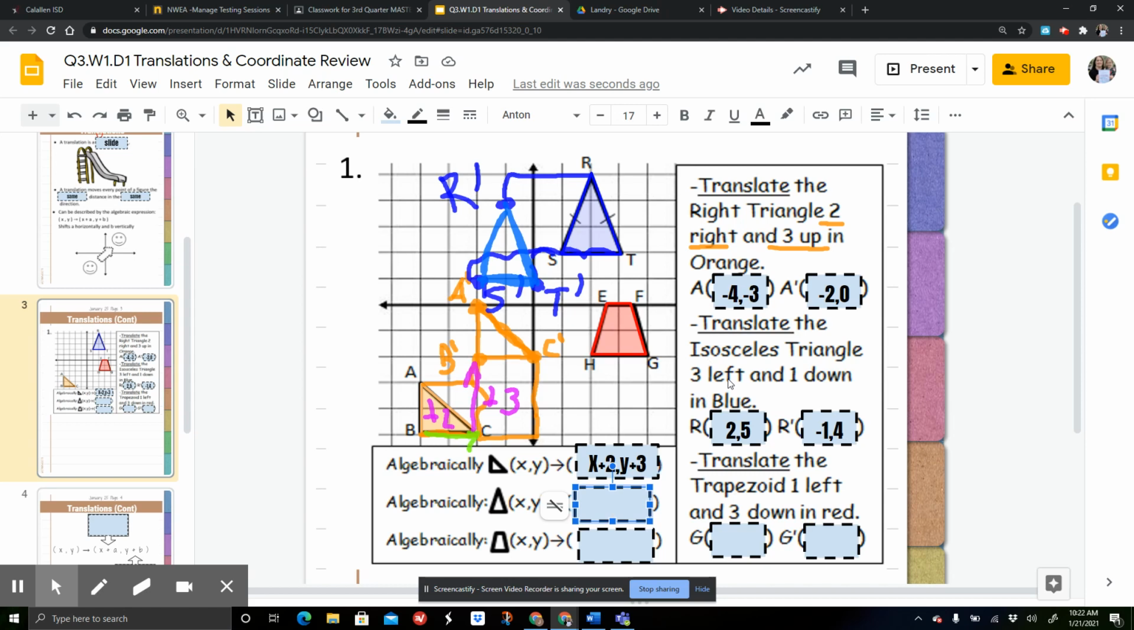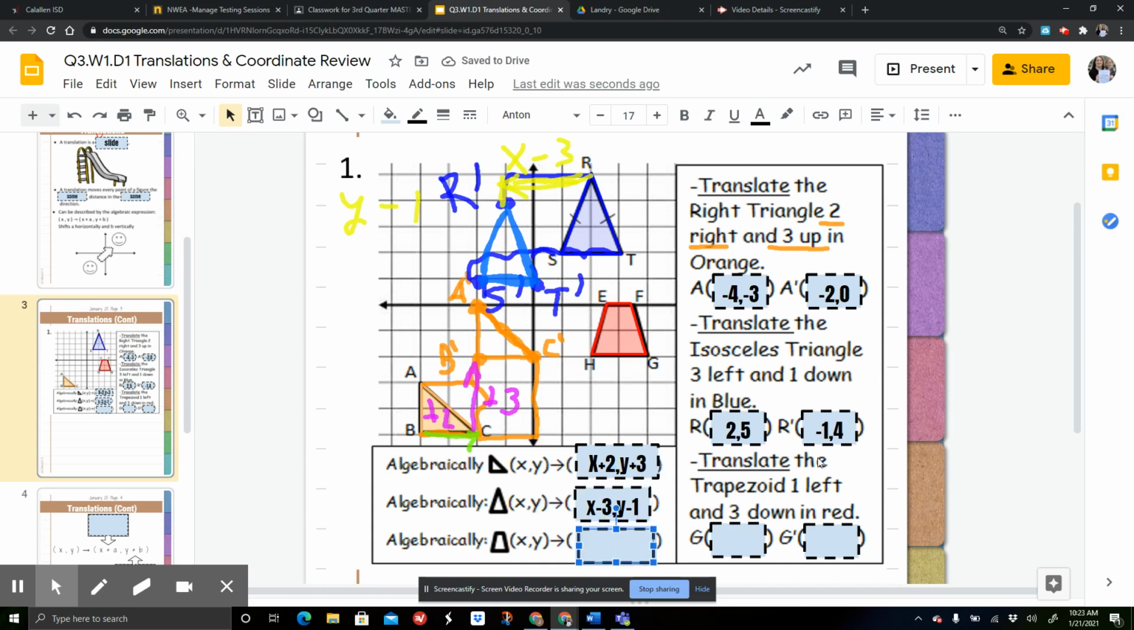So we said we went 3 to the left. And because we went 3 to the left, that's negative in the x, right? We're moving negative, we're subtracting, we're making our values smaller when we move to the left. So we're going to say x minus 3. And because we went down 1, again, that's making the y smaller when you go in the downward direction. So that's y minus 1. So in the box down here, we're going to type x minus 3, comma, y minus 1.